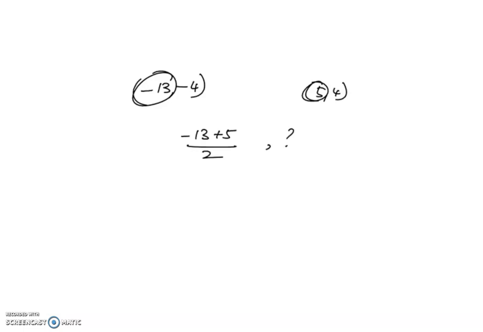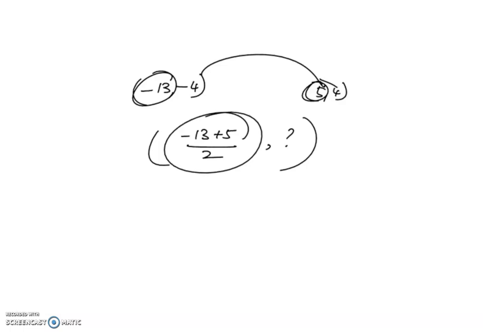We don't have to find the y-coordinate, because that would also be the average of those two, 4 and 4, and the question is not asking about that. -13 plus 5 is -8, divided by 2 is -4. That is answer choice G.